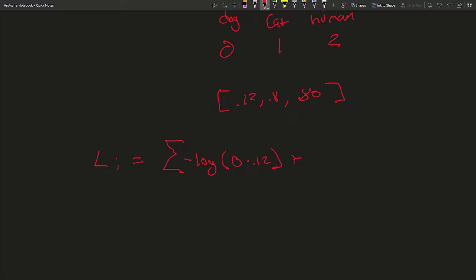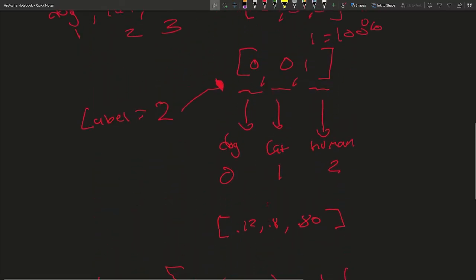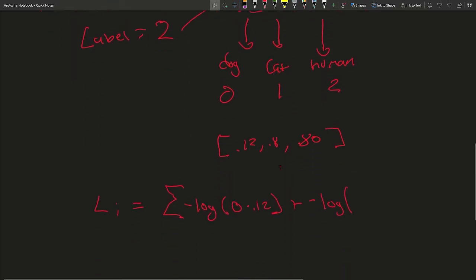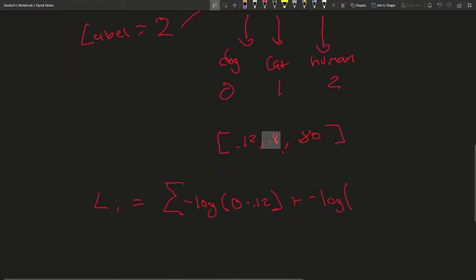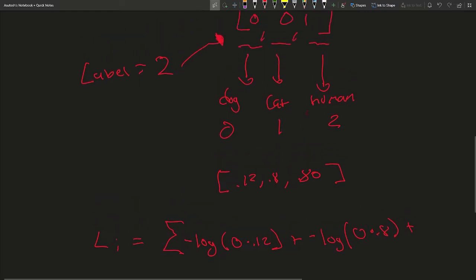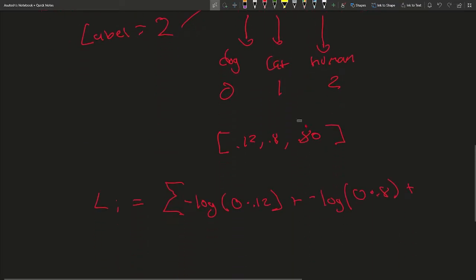plus the negative log of 0, the first index, times the first index of the actual results, so 0 times 0.08, plus the final one is going to be a 1 times 0.80, the minus log of 1 times 0.80. Let me scroll over actually.